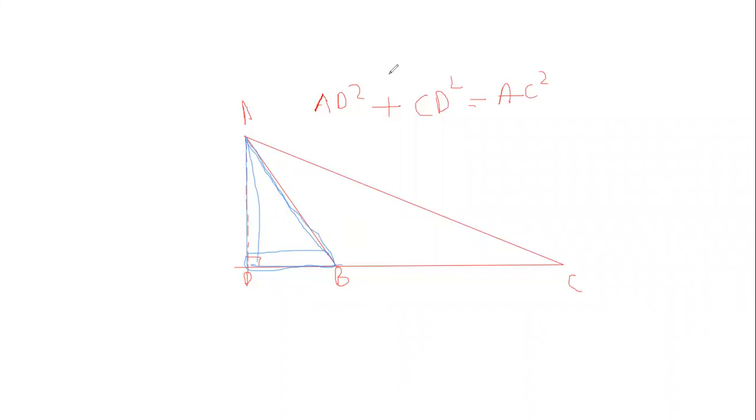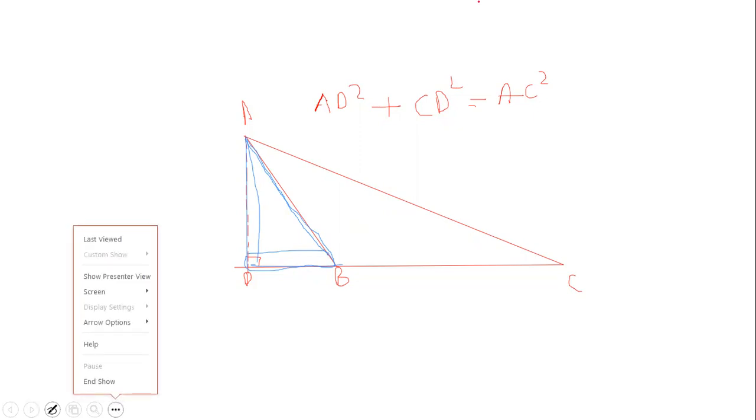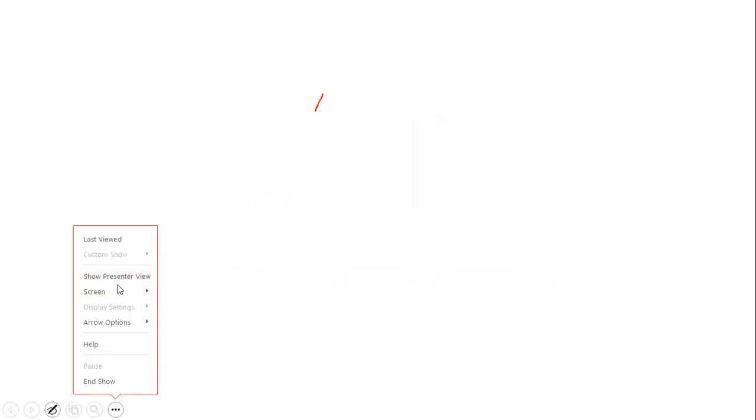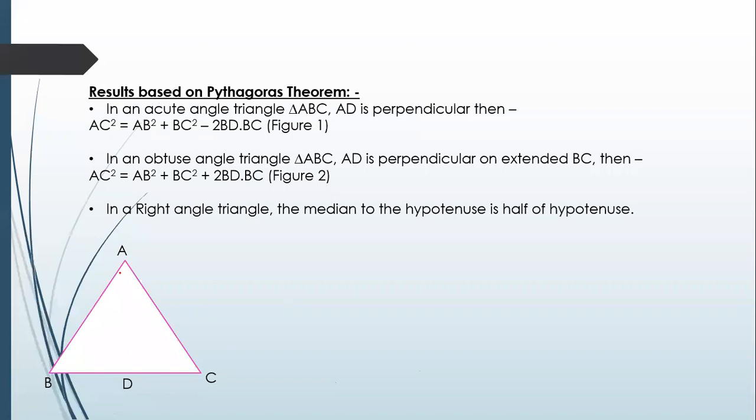Now let me show you the formula part so that it gets clear. Let me show you the formula part. Okay, let me clear the screen. And yeah. Okay, so yeah. So this is the formula for an acute angle triangle.